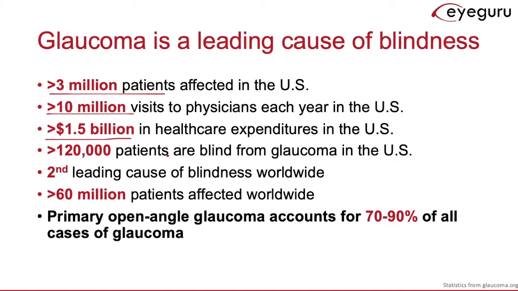An estimated 120,000 patients go blind from glaucoma in the United States, accounting for about 10% of all cases of blindness. It is the second leading cause of blindness in the world, behind cataracts, with over 60 million patients affected worldwide. Note that these are statistics for glaucoma as a whole, but open angle glaucoma is by far the most common type, accounting for between 70 and 90% of all cases of glaucoma.